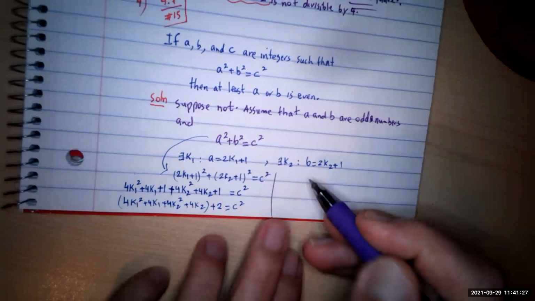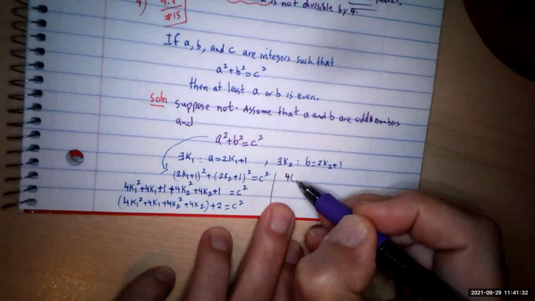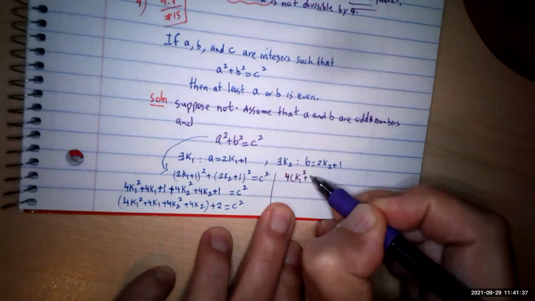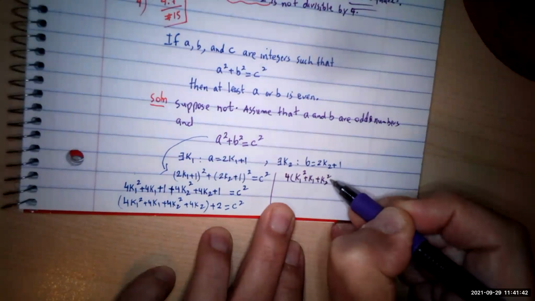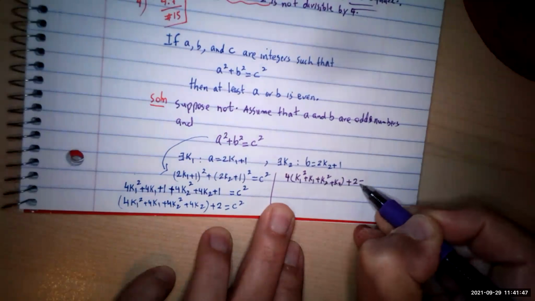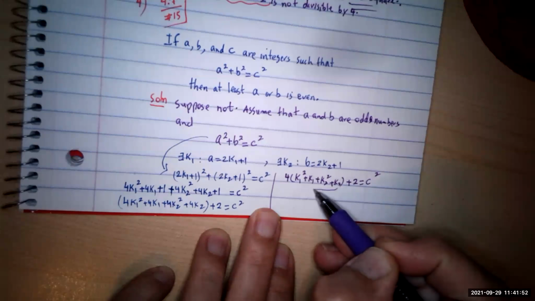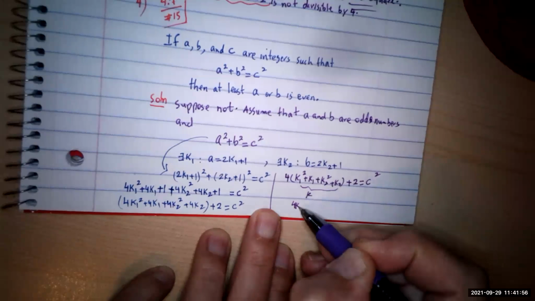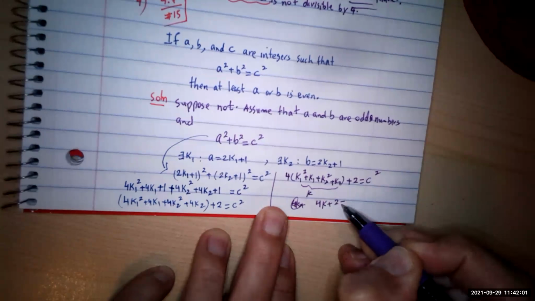So I got the 4, and the leftover is K1 squared, K1, then K2 squared, then K2, plus 2, equal to C squared. But they are all integers. So I'm going to call this one K. So I have 4K plus 2 is equal to C squared.